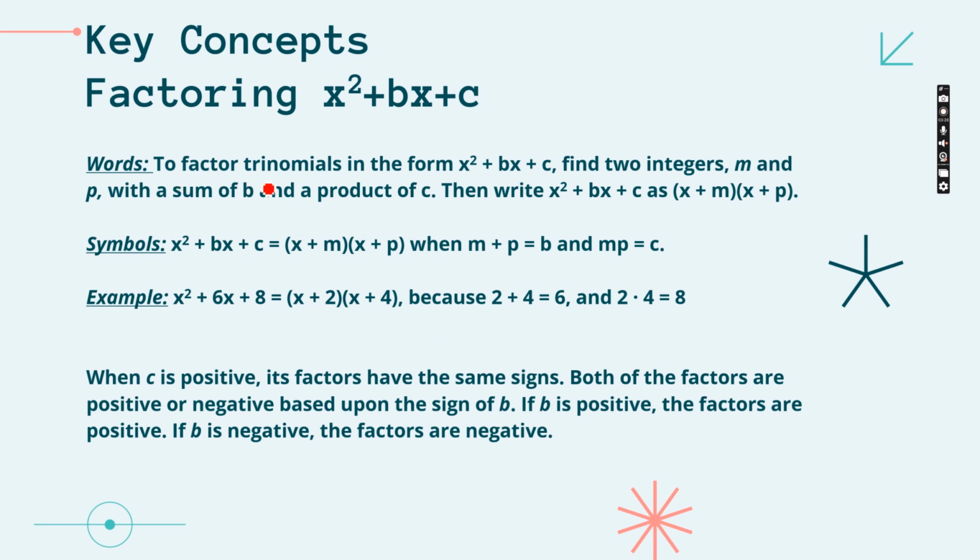So, some nice keywords to factor trinomials in the form x squared plus bx plus c: we want to find two integers m and p with a sum of b and a product of c. Then we want to write out our quadratic trinomial in its factored form, x plus m times x plus p.